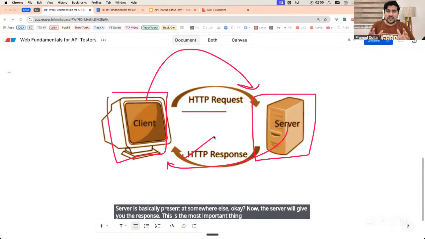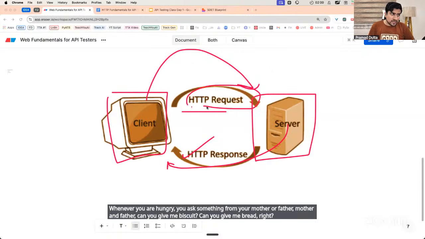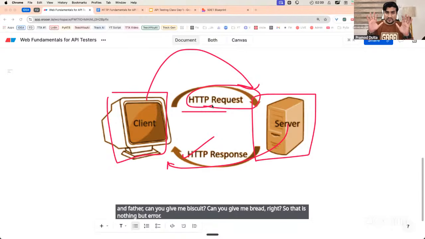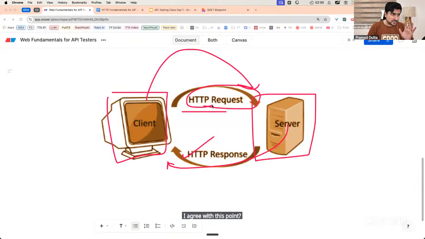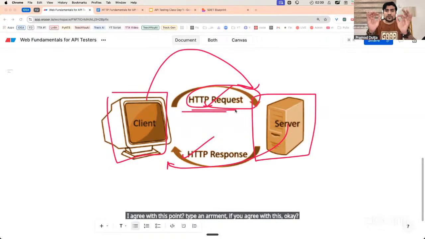It is very similar to this: whenever you are hungry, you ask something from your mother or father. Hey, mother and father, can you give me a biscuit? Can you give me bread? Right? So that is nothing but a request. Agree with this point? Type R in the chat if you agree with this. Okay. Request, you request something from a server.